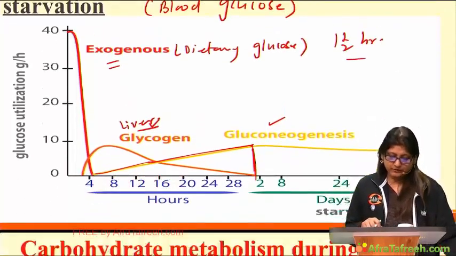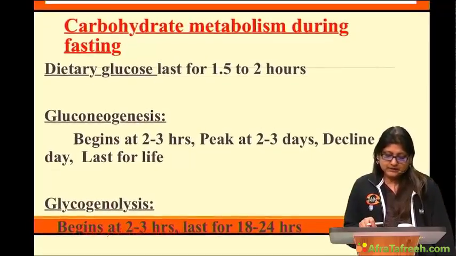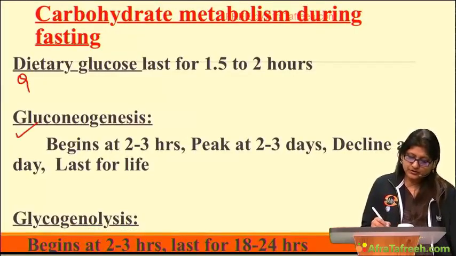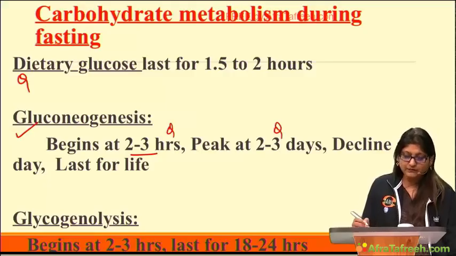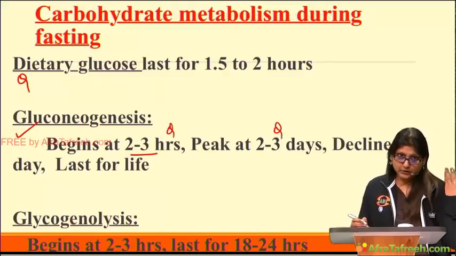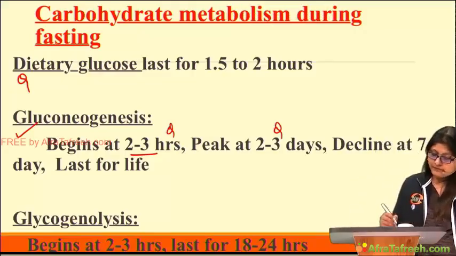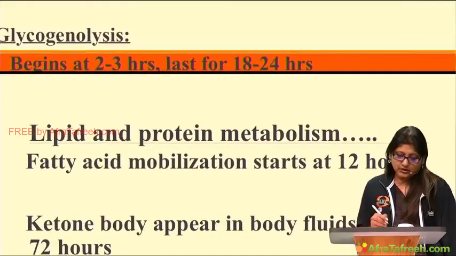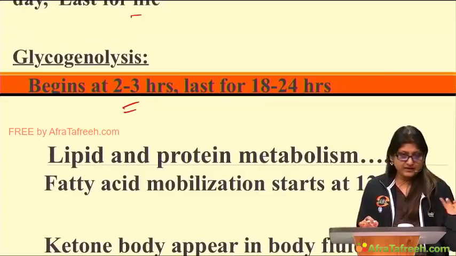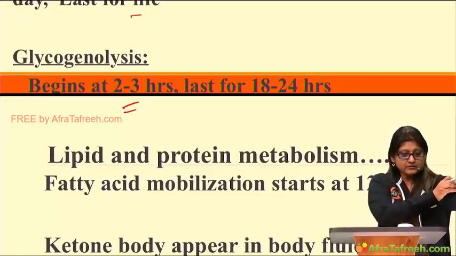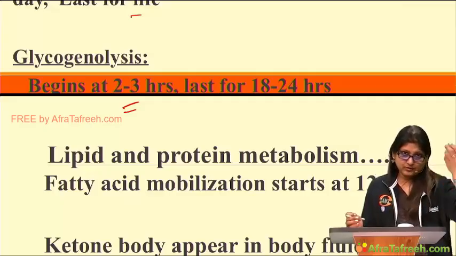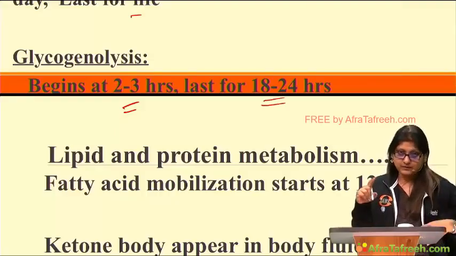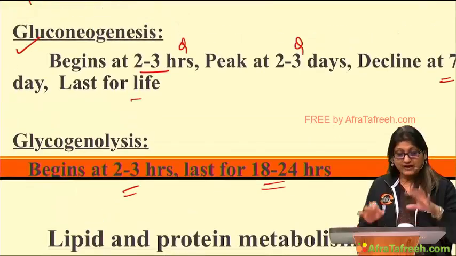This is the picture which you're going to have, and this is the direct MCQ line. Dietary glucose lasts for 1.5 to 2 hours. Gluconeogenesis begins at 2 to 3 hours, peaks at 2 to 3 days, declines at the 7th day, and lasts for life. Glycogenolysis breakdown starts around 2 to 3 hours, very early after fasting. If you have lunch at 12 o'clock, by this time your glycogen breakdown has already started, and that glycogen will last only 1 day at the most.